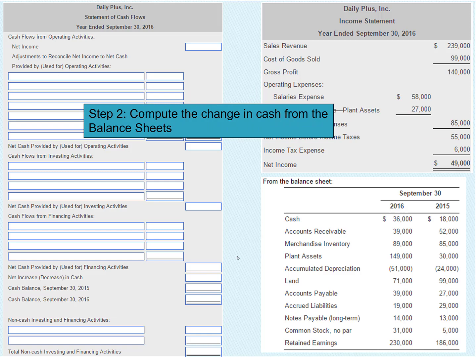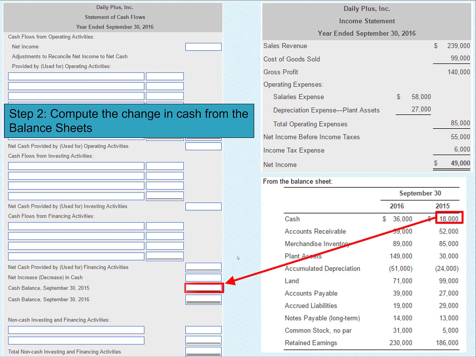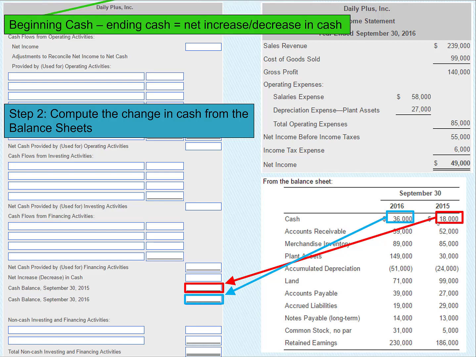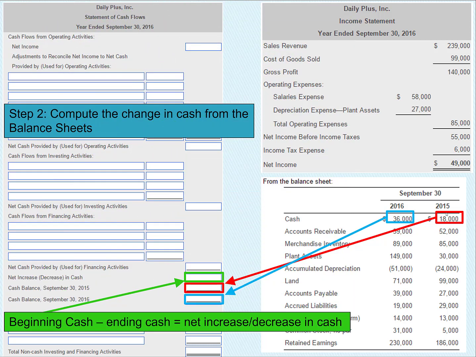The next step is to compute the change in cash from the balance sheets. So we need to find our beginning balance for this year, which was the ending balance of cash from last year. So this $18,000 is going to go down here at the cash balance for 2015. And then we need the cash balance for 2016. It's going to go down here in the blue square. And then when you subtract the differences, that gives us our net increase or decrease in cash, which goes in the green box. Beginning cash minus ending cash equals net increase or decrease in cash.